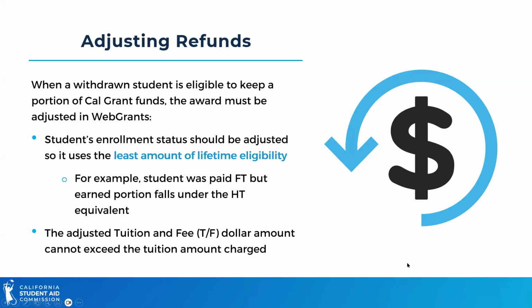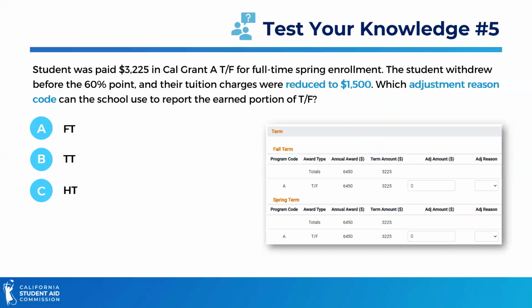And then also please note that when you're adjusting dollar amounts for tuition and fee awards, make sure that this award does not exceed the total amount of tuition that was charged to the student upon withdrawal. Some schools will adjust tuition based on the time the student was enrolled, right? They're prorating it. And so if you're adjusting tuition and fees, just make sure that that amount does not exceed whatever their tuition charges were. On this next slide, I actually have a test your knowledge question, which will help you visualize this.